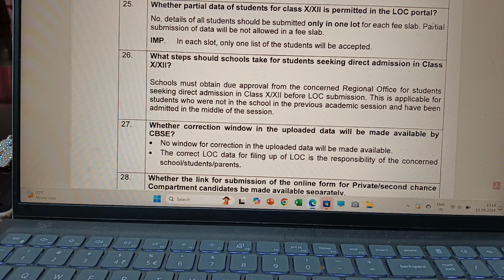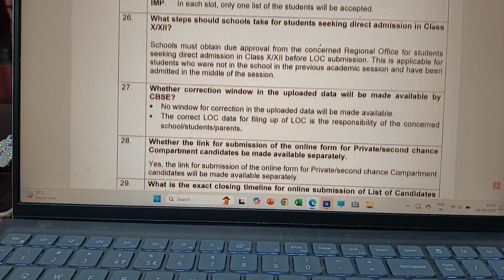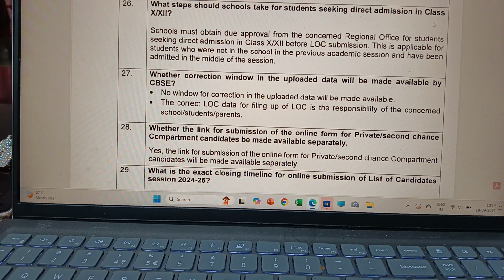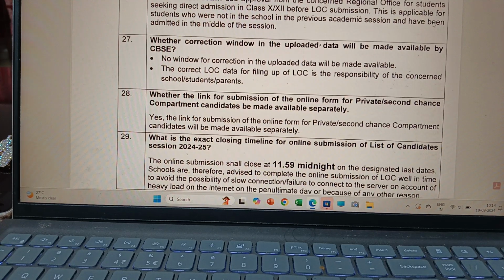Then 27th question, whether a correction window in the uploaded data will be made available by CBSE? No. No window for correction in the uploaded data will be made available. The correct LOC data or filling of LOC is the responsibility of the concerned school, students or parents. So, there is no means for correction of data once it is uploaded.